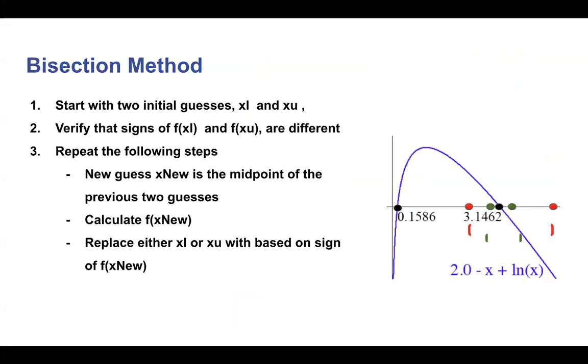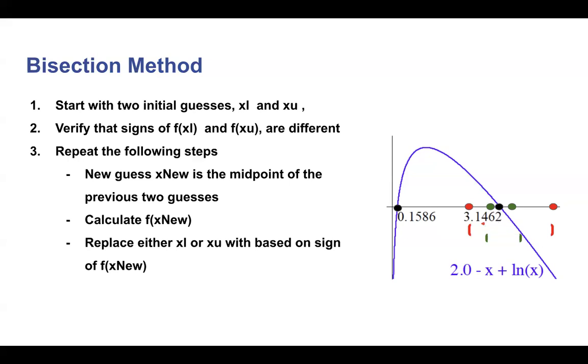Now moving on to the first method, the bisection method. As I said, it is a bracketing method, so initially itself you have to give a bracket. For example, imagine that I have to find this value here, 3.1462. I need to find this 3.1462.